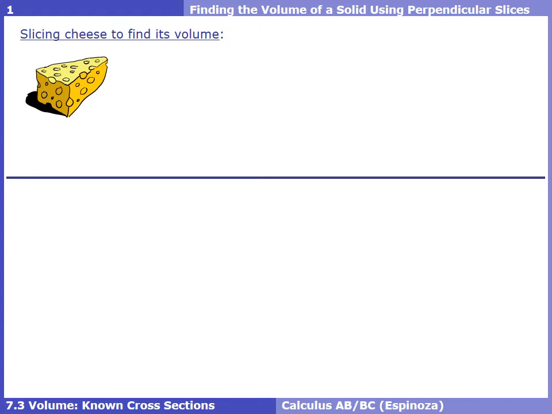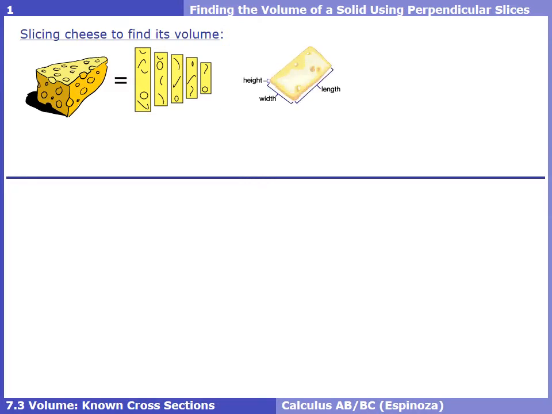So just imagine slicing some cheese to find its volume. We could slice the cheese into as many slices as we wanted to, but I'm going to slice it here into these 5 slices. We know that each of these slices has a height, a width, and a length. The main reason I need to point out those dimensions is because it's just a rectangular slice. These slices are called cross sections. That's why this topic is volume, but we're finding volume because of these known cross sections.